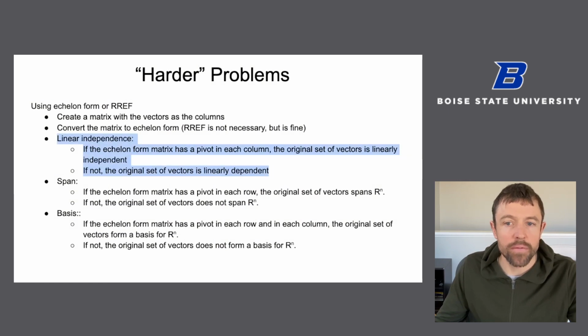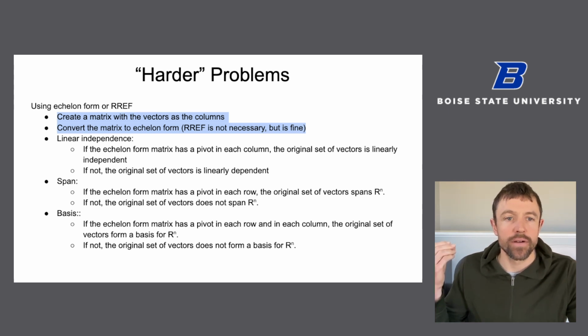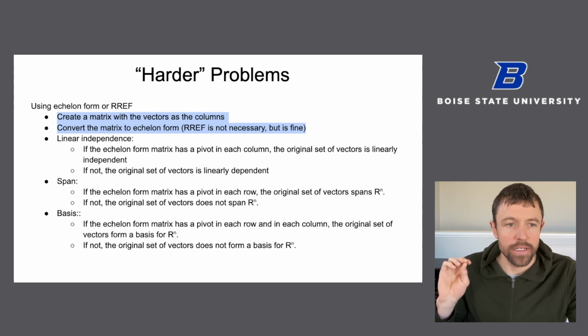It's because really what we're doing here, when we put the matrix together and convert to echelon form or reduced row echelon form, is we're solving a homogeneous system. And whether the vectors are linearly independent is all about how many solutions the homogeneous system has.